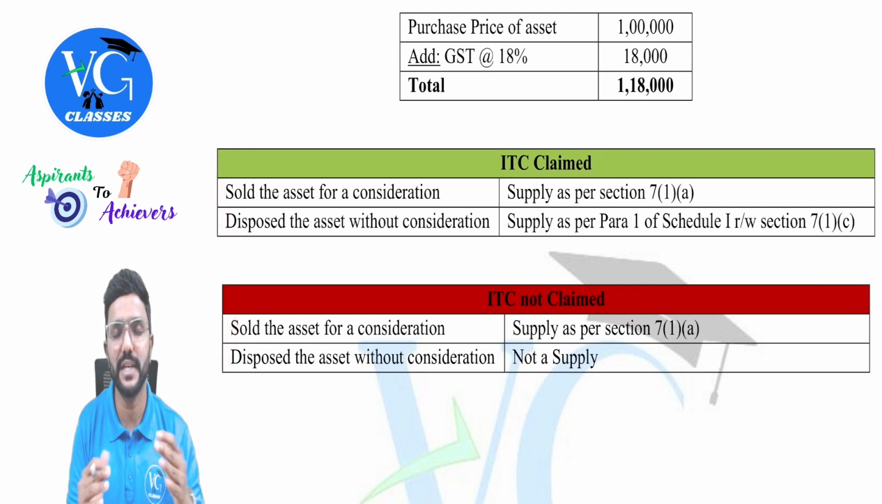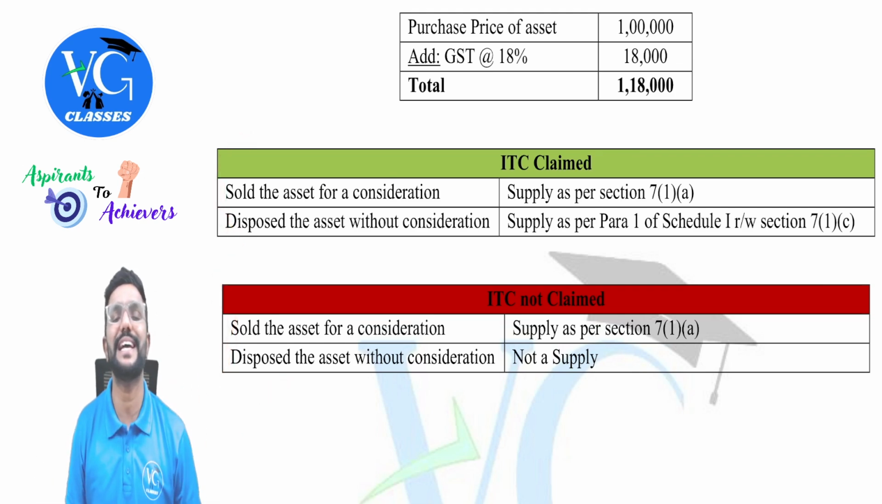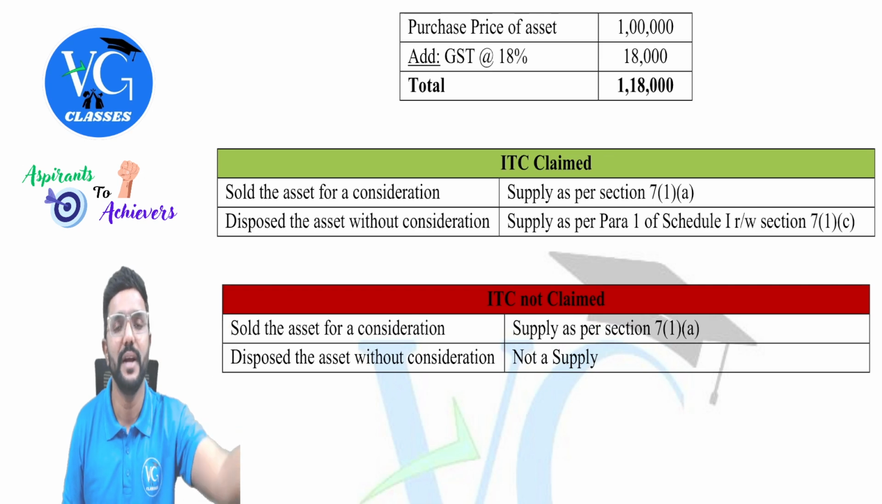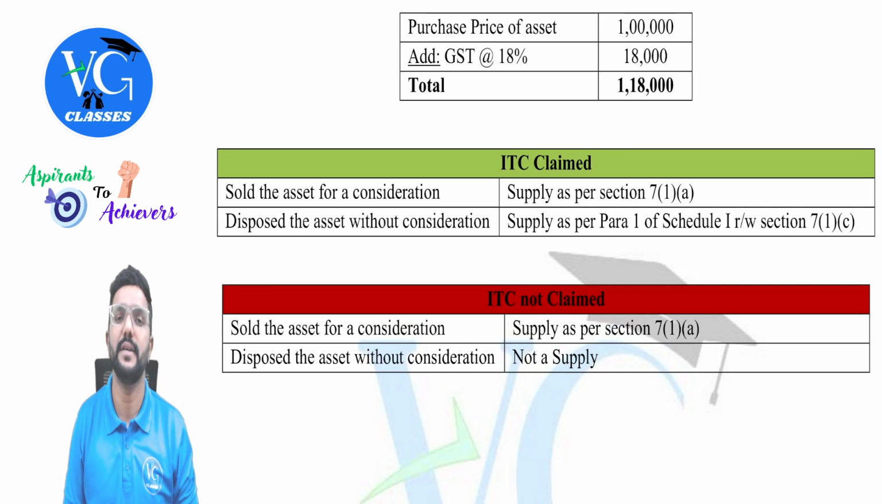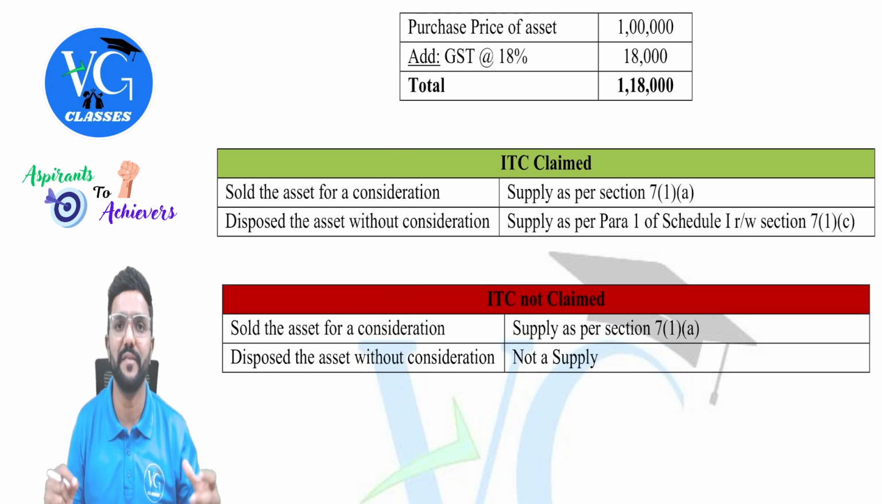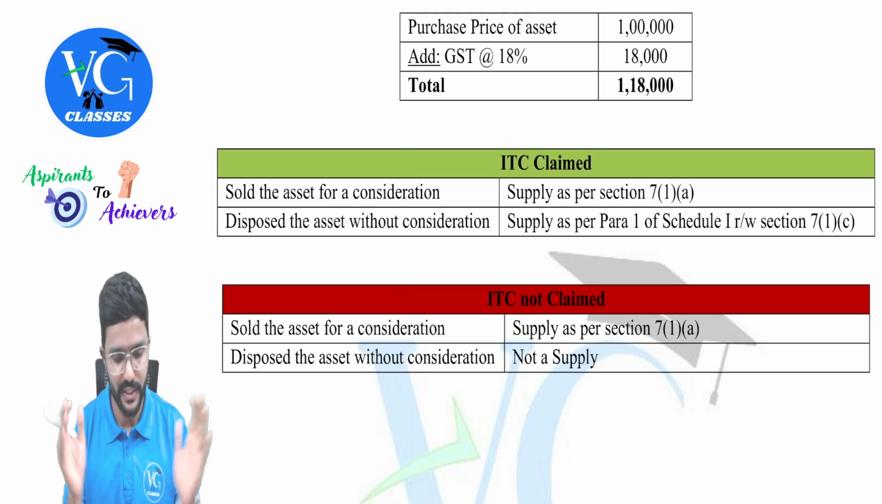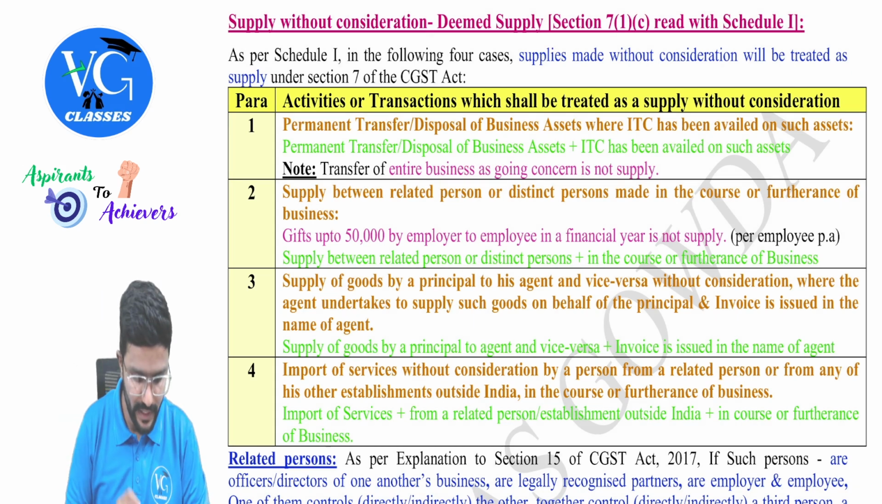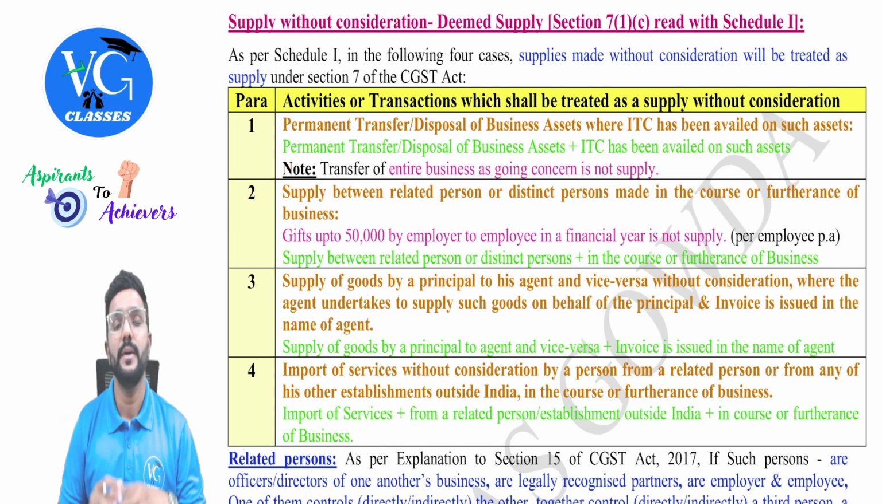If there is consideration, no doubt it will be a supply as per 7(1)(a). If it is sold even for 10 rupees, sir, it is put for scrap and some minimum, reasonable, small amount is earned, still it will be a consideration, no? It will be a supply as per 7(1)(a). Got it? Yes, sir. Fine. Let us move on. Para 1 done. Next, coming to para 2.